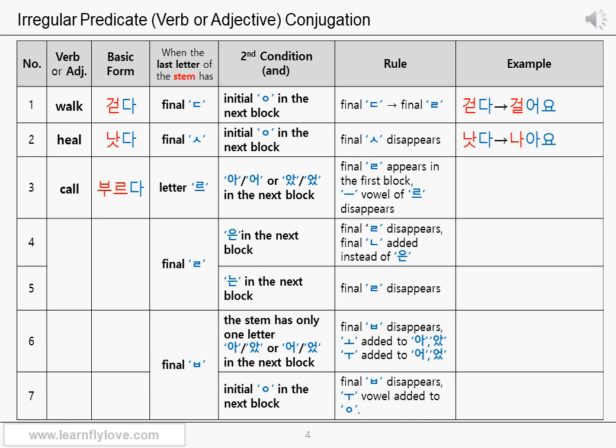부르다. And the stem is 부르. When the last letter of the stem has l sound, it's not l consonant, it's a letter l sound with u vowel. And it meets a or at sound in the next block. Be careful, this time it's not just initial u consonant, it's particularly a, o, or at, ot sound.